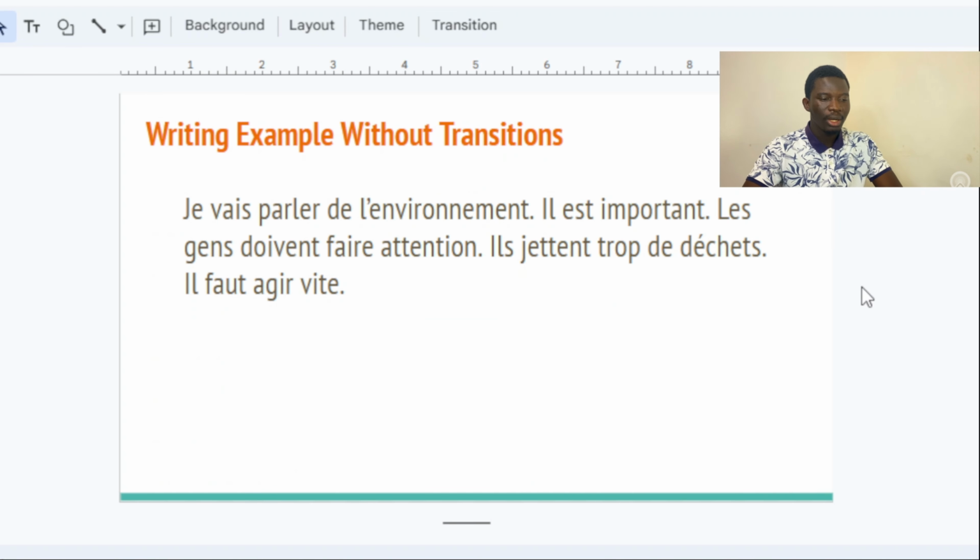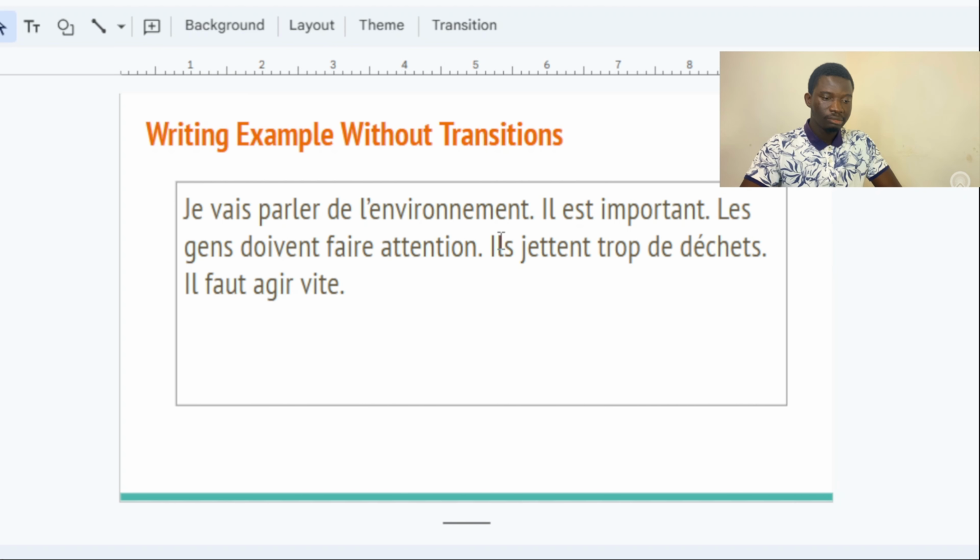All right, now let's give an example here. So we have a paragraph that doesn't have any transition words. Je vais parler de l'environnement. I'm going to talk about the environment. Il est important. It is important. Les gens doivent faire attention. People should be careful. Ils jettent trop de déchets. They're throwing too much trash. Il faut agir vite. We need to act very quickly. Okay, so this doesn't have any transition word.